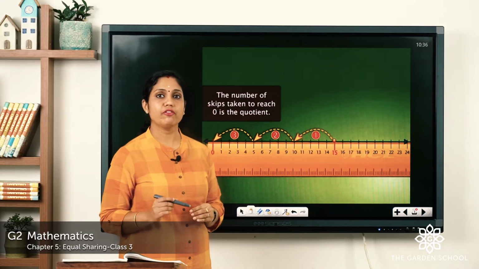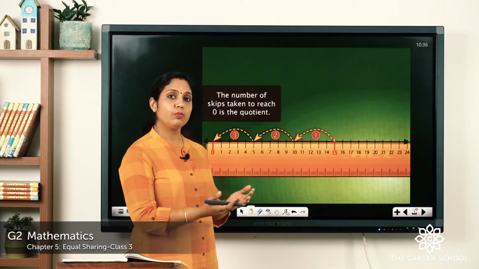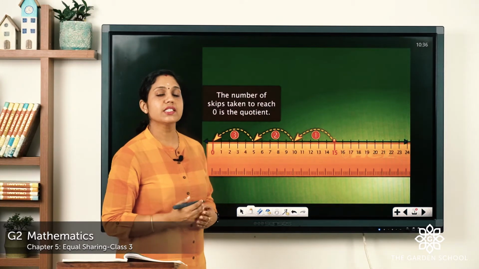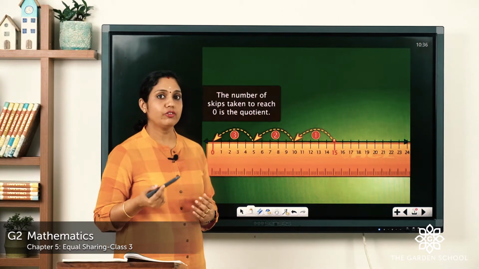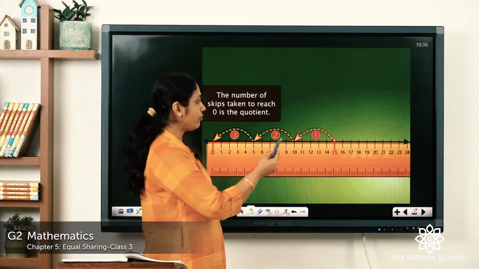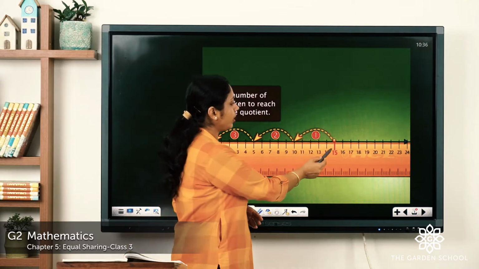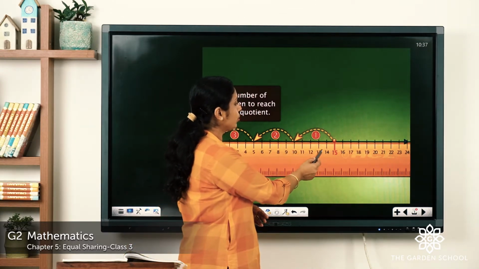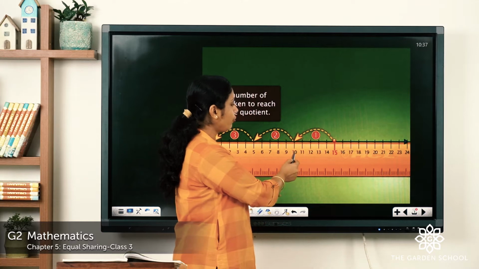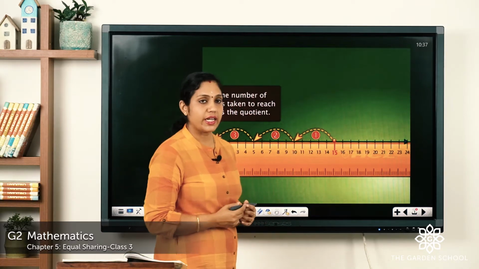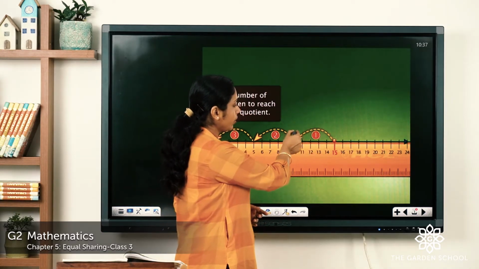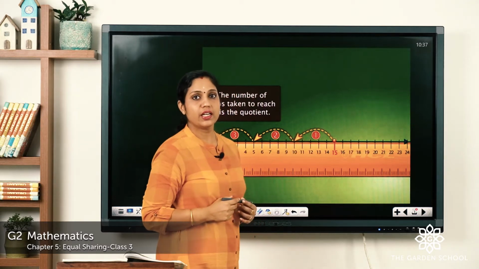So we have to start from 15 and we have to move backwards because it is subtraction. We have to divide 15 by 5, so from 15 we have to subtract 5 numbers. So from 15, 1, 2, 3, 4, 5. We reach the number 10. So the first arrow you can draw till 10.